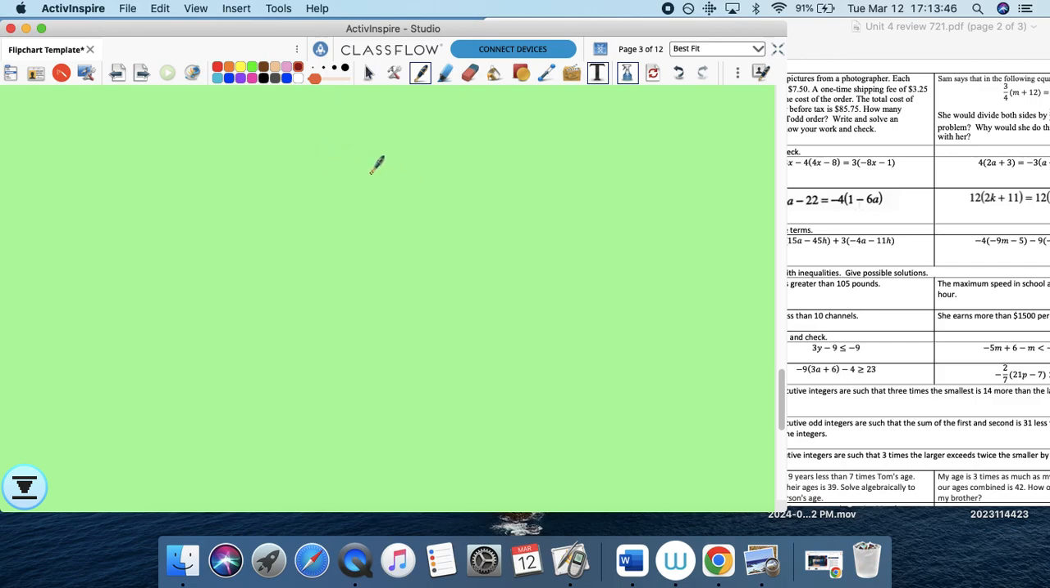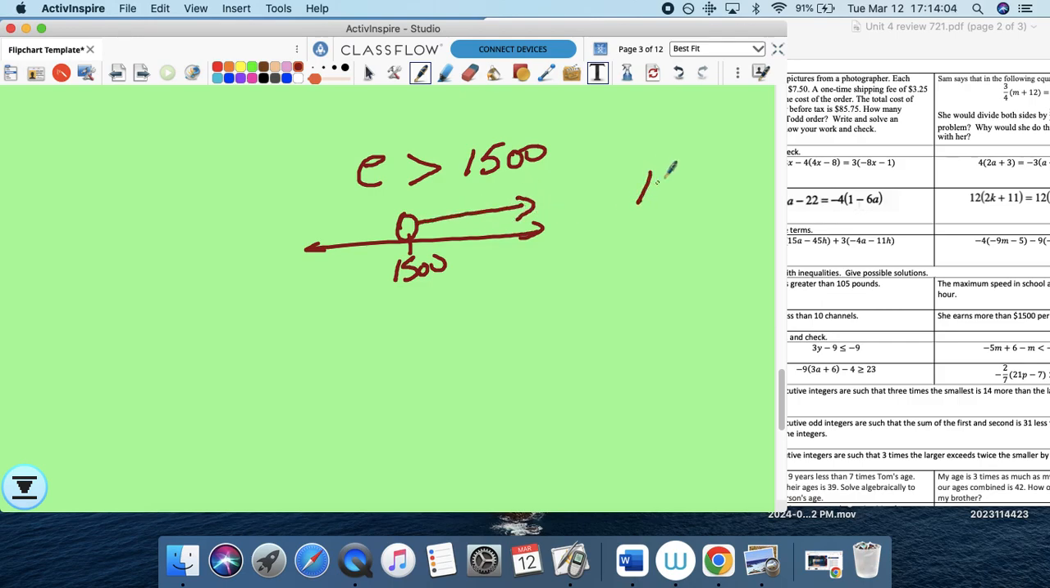She earns more than $1,500 per week. Earns E greater than 1,500. So in this case, here's 1,500. Not shading it because it's above 1,500. So she can actually earn 1,501, 1,550, 2,000. All possible solutions.